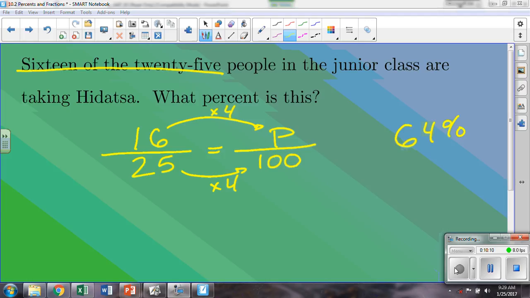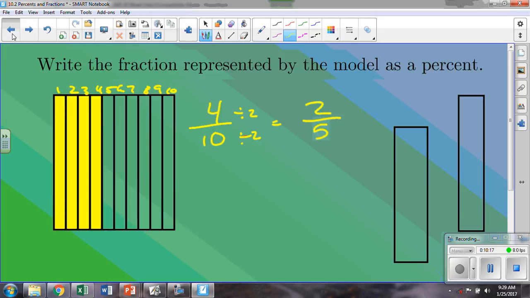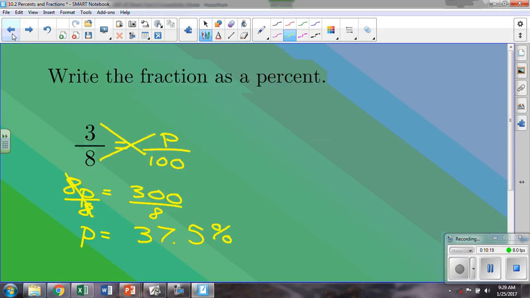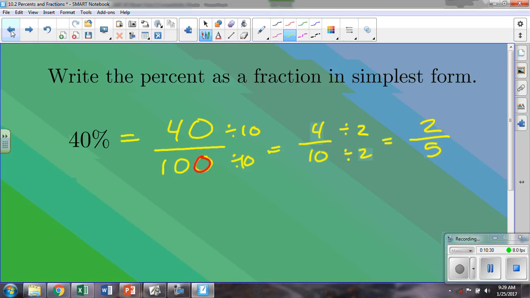And we're done. Noting, of course, that our standards are, we want to be able to write a visual model, solve word problems, and most importantly, we want to convert back and forth between fractions being turned into percents and percents being turned into fractions. Converting back and forth between the two is the primary skill that we're working on.